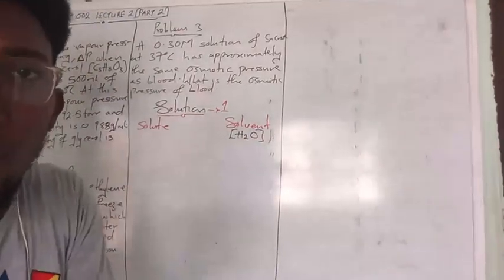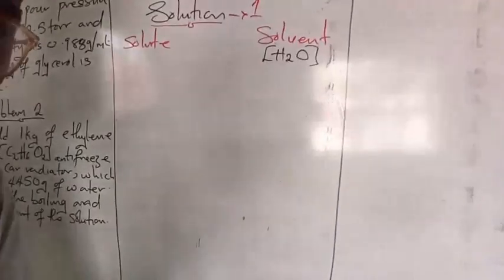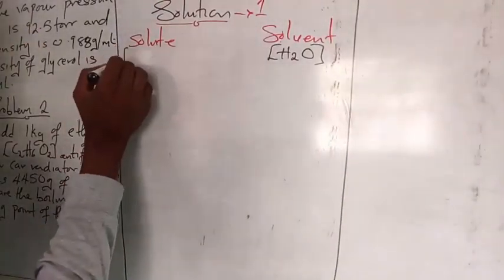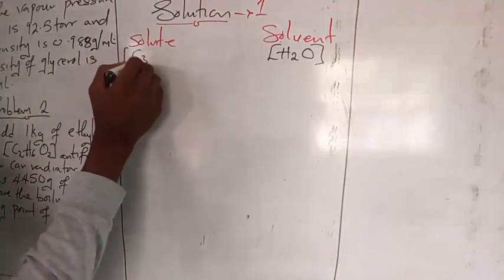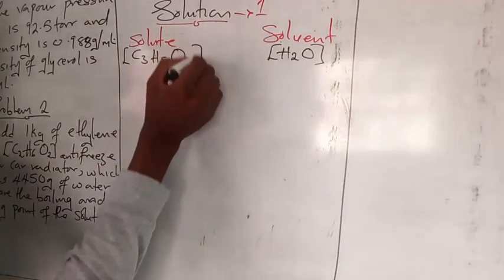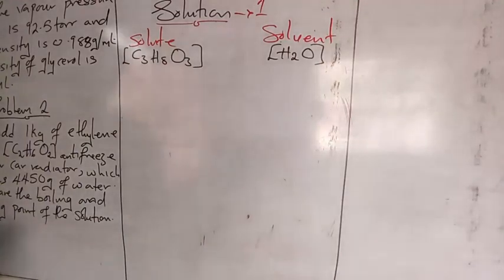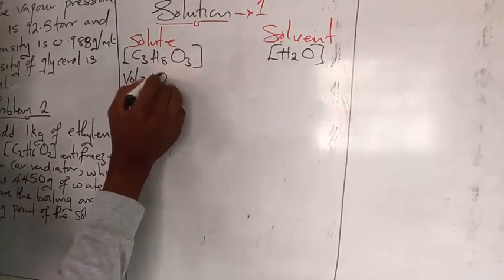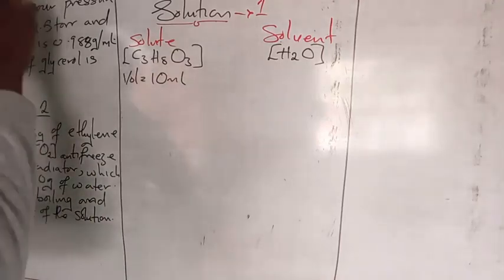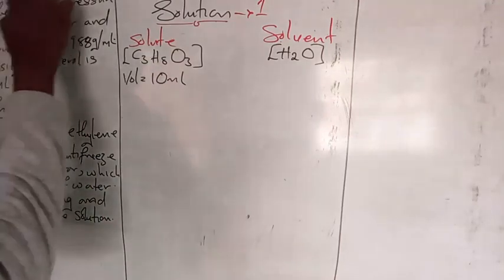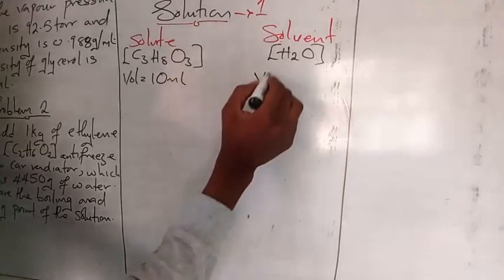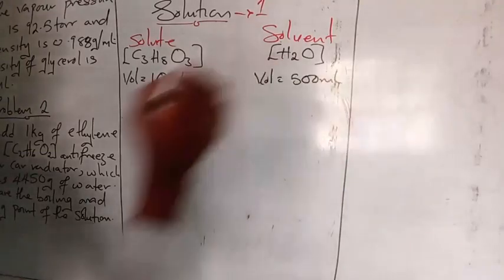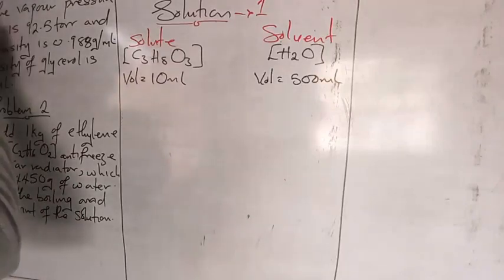Are you getting that now? Water is the solvent, and glycerol is the solute. Now, they said 10 ml of glycerol, which means the volume of glycerol was 10 ml. They added it to 500 ml of water, so the volume of water was 500 ml. At 50 degrees Celsius, the temperature was 50 degrees Celsius.